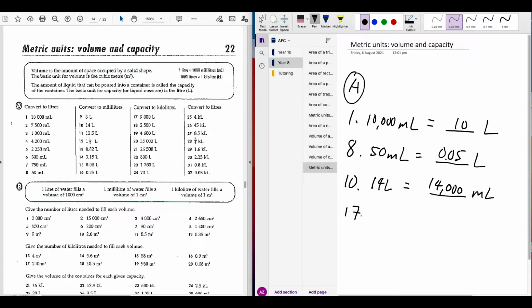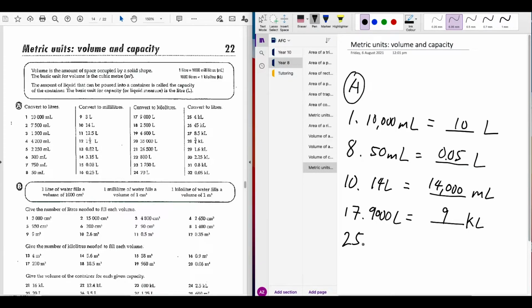Question, say, 17. Convert to kiloliters. Remember, to convert from liters to kiloliters, you divide by 1,000. It's kind of like how you convert from milliliter to liter. So 9,000 liters is equal to how many kiloliters? Divided by 1,000. What's 9,000 divided by 1,000? 9. Good. I'm not going to go through the rest because it's all the same thing. You just divide by 1,000 for all of them.